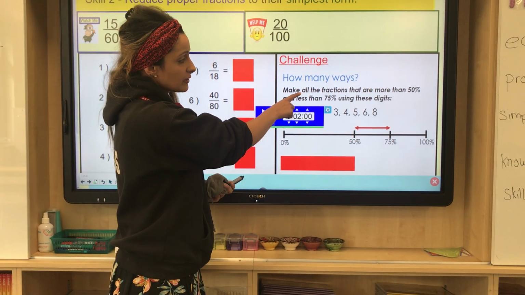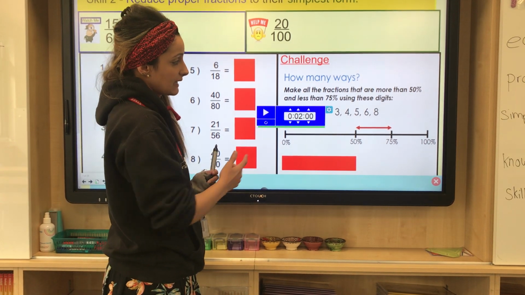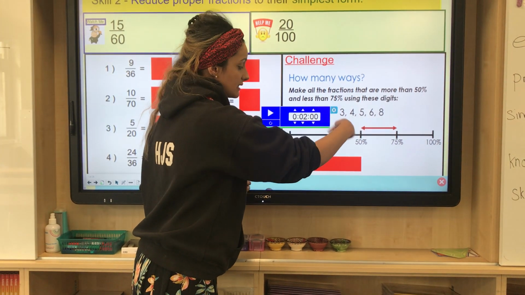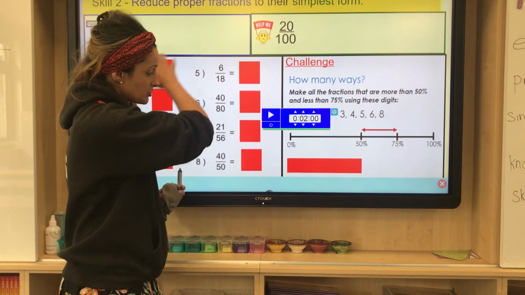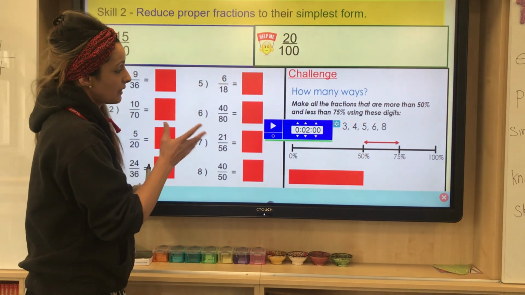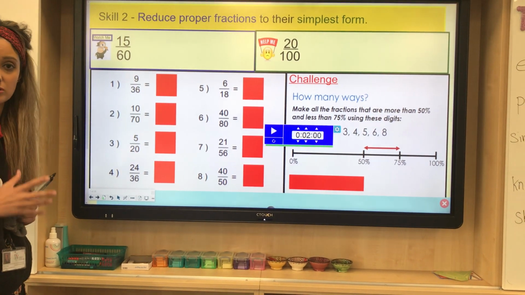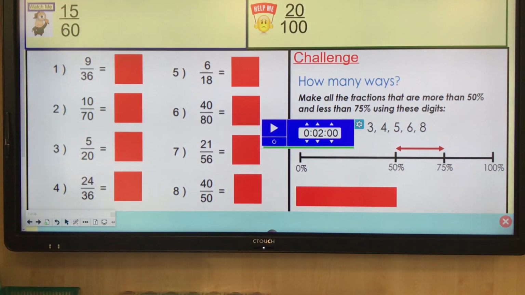So how many ways can you make all the fractions that are more than 50% and less than 75% using these digits here? Those would be for those children that need more of a challenge. I'd usually give them 2 to 3 minutes to practice this skill. So off you go.